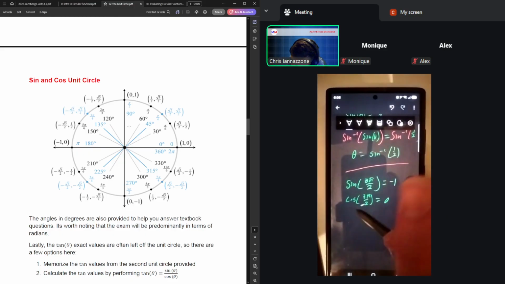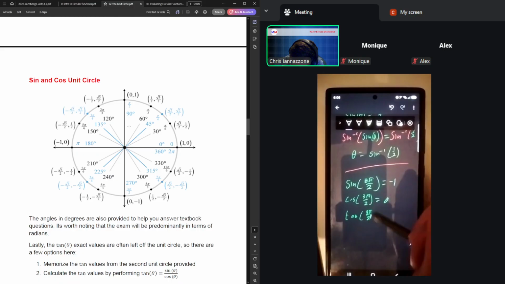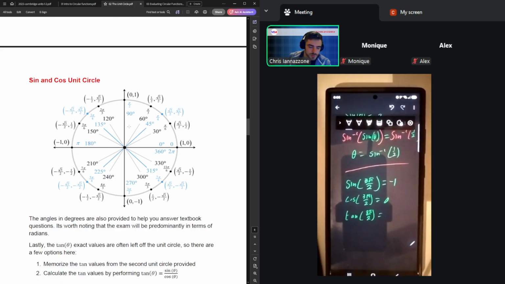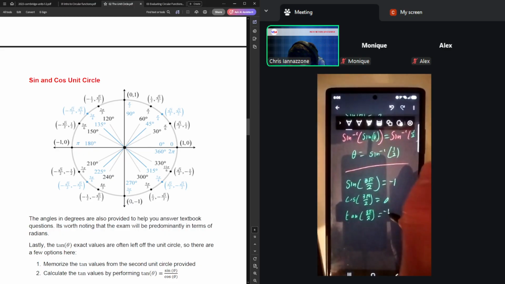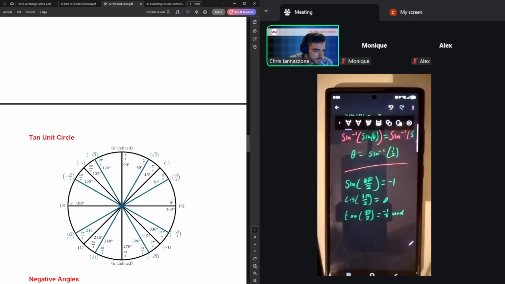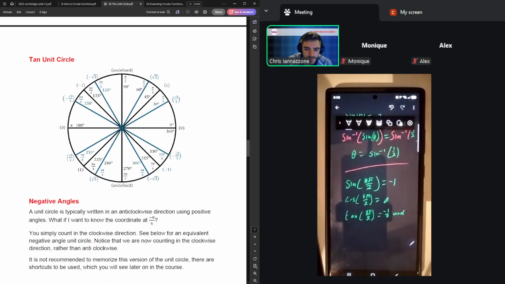Tan of 3 pi over 2 doesn't appear on the unit circle. The 3 pi on 2 bit does, but we don't have tan values on this. We have x and y. You have two options here. You either calculate it by doing the y divided by the x, so -1 divided by 0, which would give you undefined, or you have your tan unit circle, which also has undefined written there as well. Those are your options.